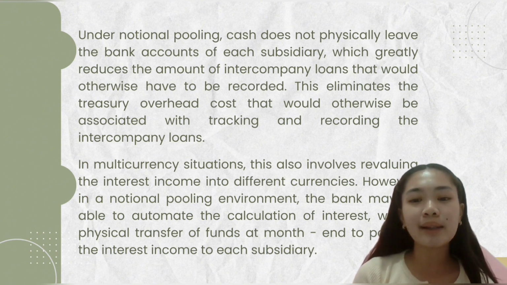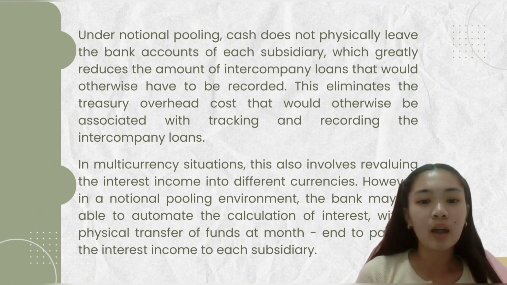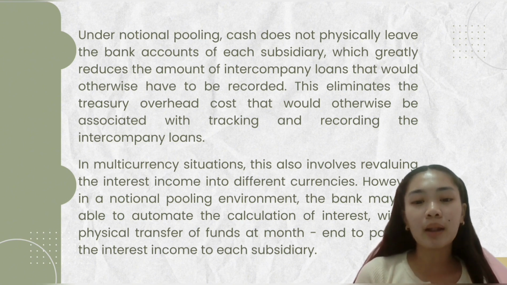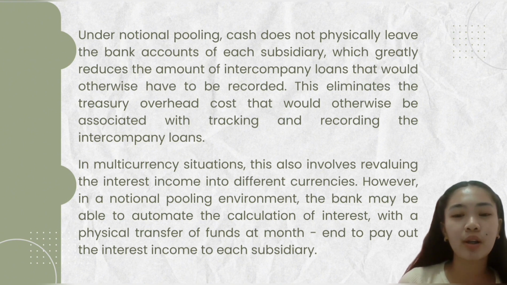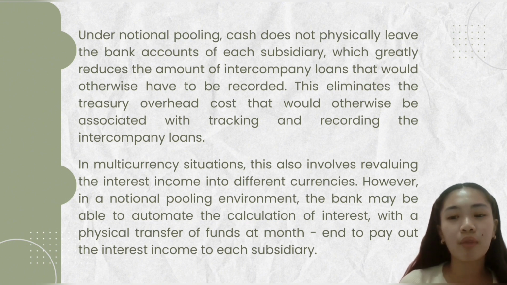If the parent company allocates interest earned to its various subsidiaries based on their cash balances, this requires significant accounting resources to calculate the interest income allocation based on intercompany loans and deposits. In multi-currency situations, this involves revaluing the interest income into different currencies. However, in a notional pooling environment, the bank may be able to automate the calculation of interest, with a physical transfer of funds at month end to pay out the interest income to each subsidiary. Parang dito mababago din yung interest depende sa currency like peso, euro, dollars. Pero sa notional pooling daw, pwede ito i-automate na ng bangko yung interest, or parang sila na yung bahala.